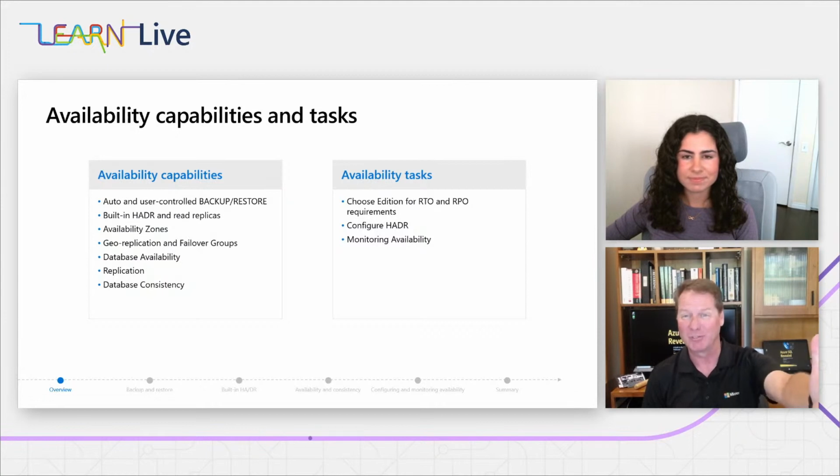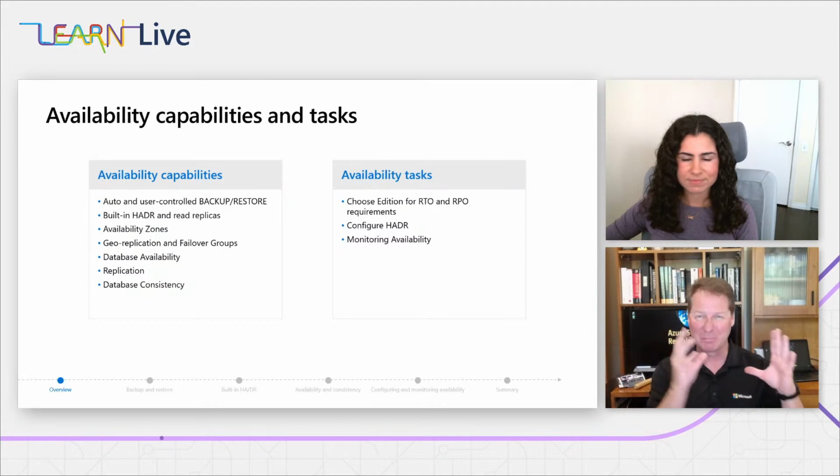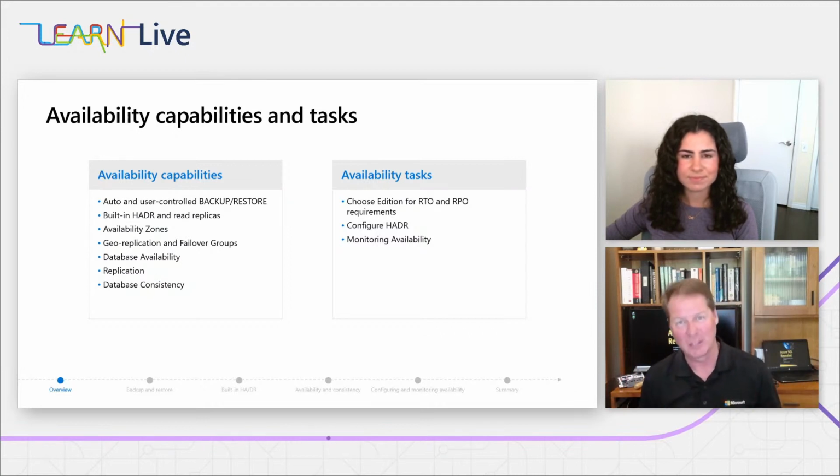And they include all sorts of things, right? Like, how about automatic backup restore? Or even in some cases, your ability to control that yourself. Or how about built-in HADR and read replicas? How about going further with availability zones, geo replication, and failover groups, even further just in a single instance type deployment? And then there's some interesting discussions towards the end about comparing just overall availability topics and database consistency from SQL Server to Azure SQL Database and Managed Instance.